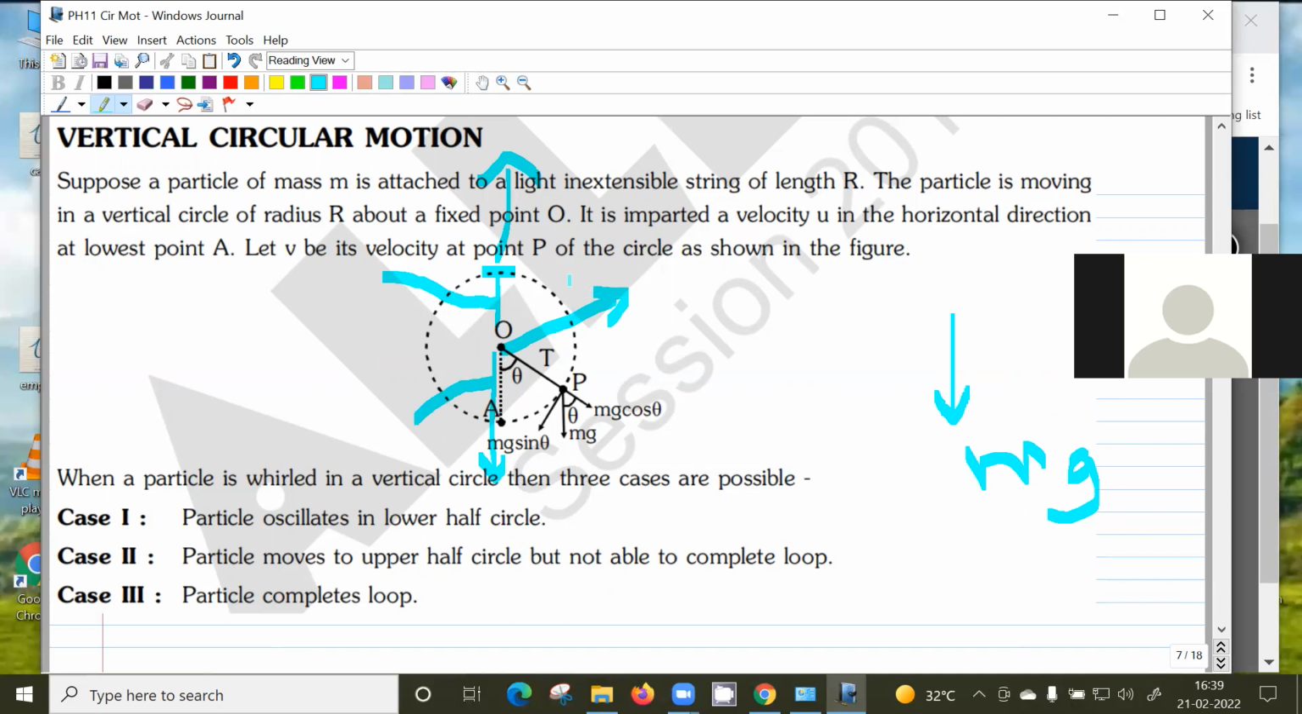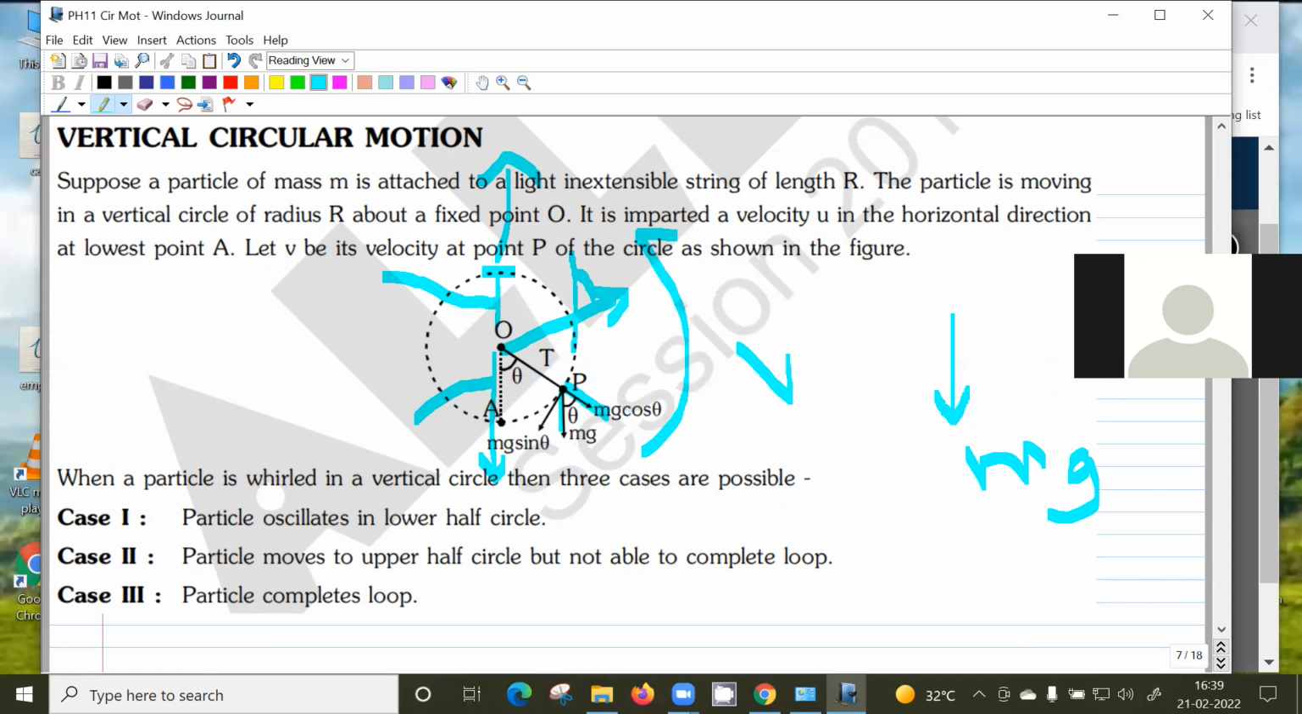In between it will be a little bit less, because for mv square by r, I have to take only the component. Yes, sir. mv square by r is along the string, but for mg, I'll take a component along the string direction. For example, at this position, mg is vertically downwards, and theta is the angle between the vertical and the string. So it's the same theta. So mg cos theta. So tension is mv square by r plus mg cos theta. And this mg cos theta will keep on changing.